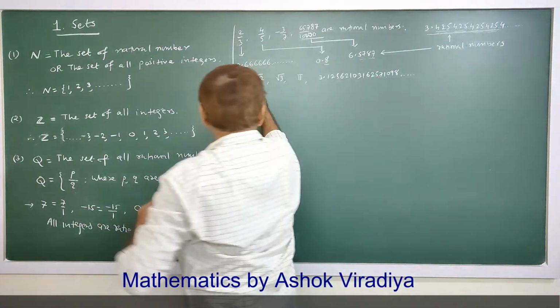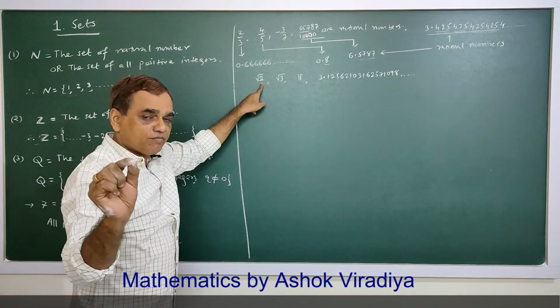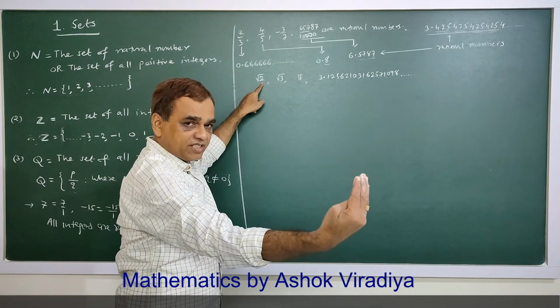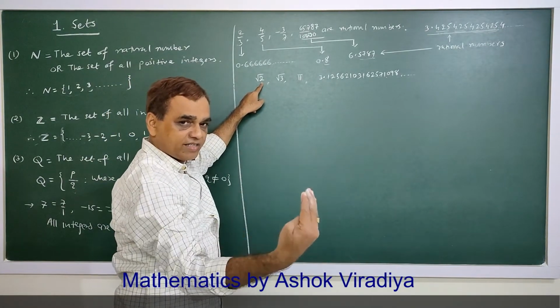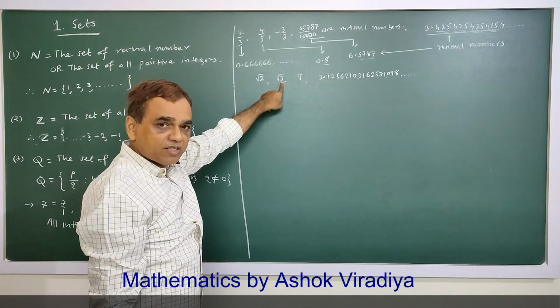Square root of 2. If you find the decimal form of square root of 2, then also in its decimal form, after the decimal point there are infinite digits and no recurrence. So this is also irrational.